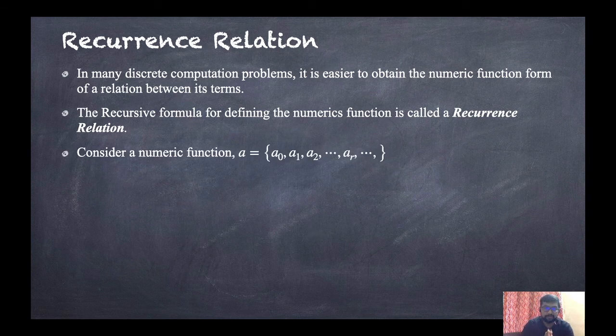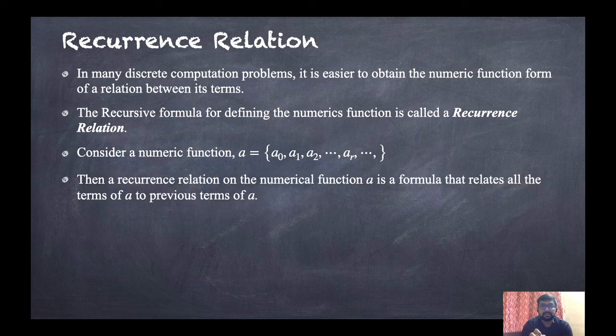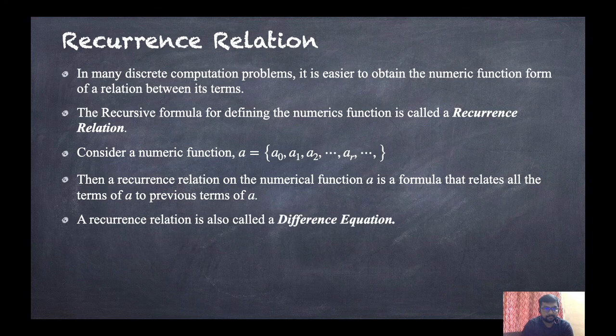Consider a numeric function a that is a0, a1, a2 up to ar. Then a recurrence relation on the numerical function a is a formula that relates all the terms of a to previous terms of a, like this: a(r+1) equals f of ar. Now simply substitute values of r from 0 to infinity and we will get this a. A recurrence relation is also called a difference equation.